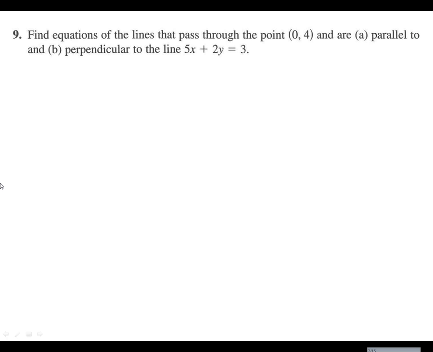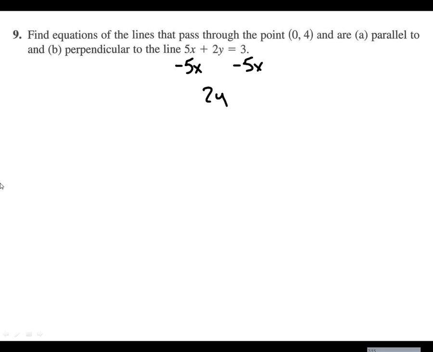All right, let's find the equations of the lines that pass through the point (0, 4) and are parallel and perpendicular to the line 5x + 2y = 3. For this problem, the very first thing we need to do is find out what the slope of our original equation is. Let's get the y by itself.